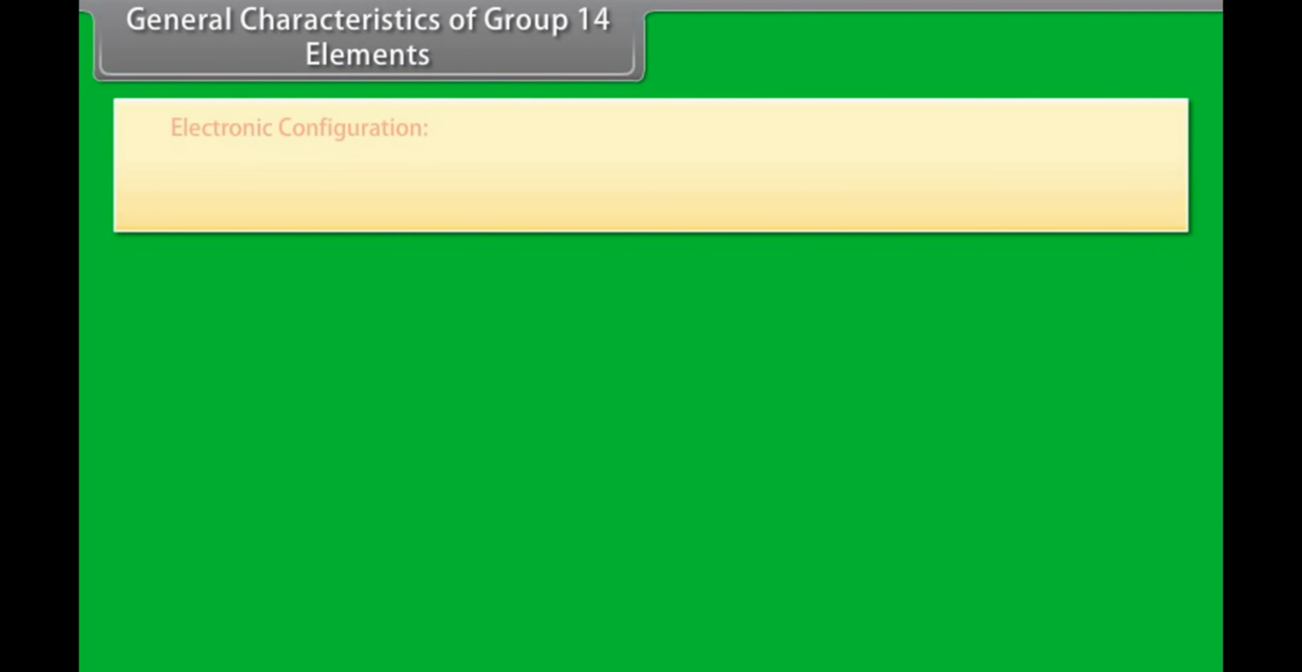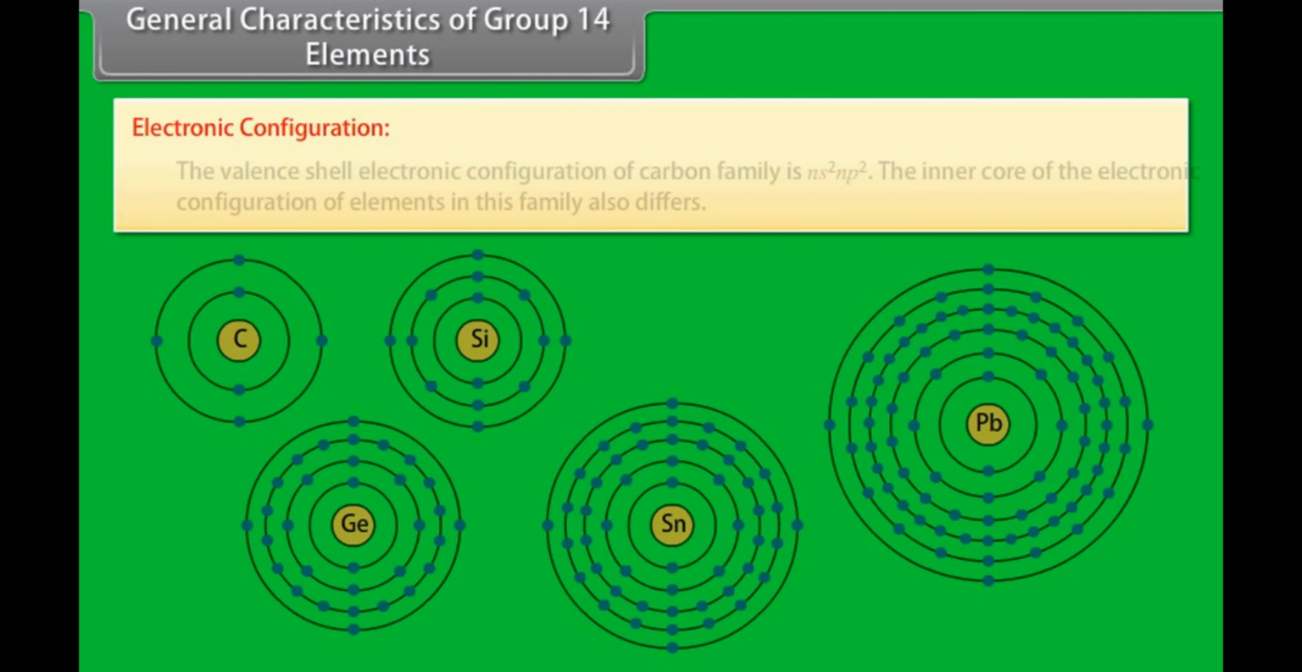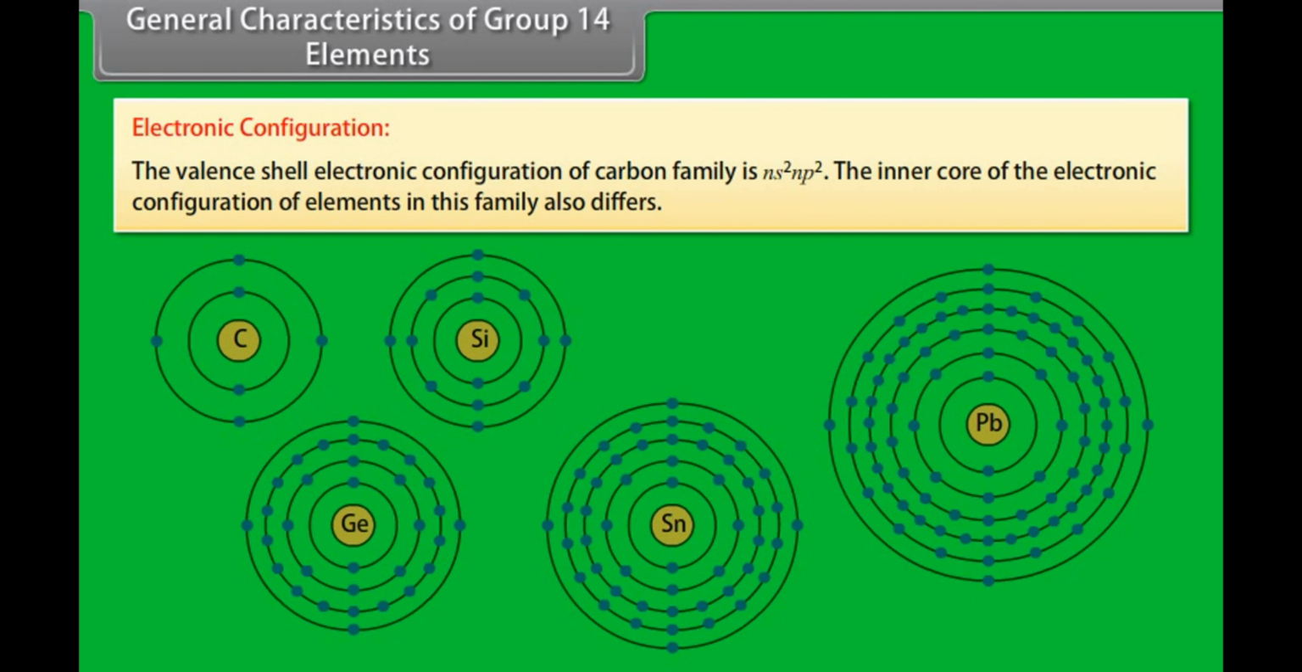General characteristics of group 14 elements. Electronic configuration. The valence shell electronic configuration of the carbon family is ns2np2. The inner core of the electronic configuration of elements in this family also differs.